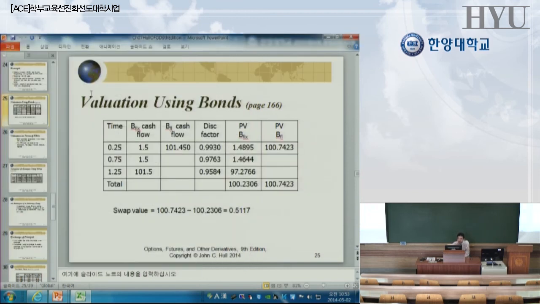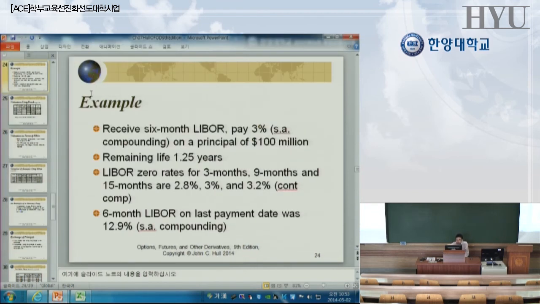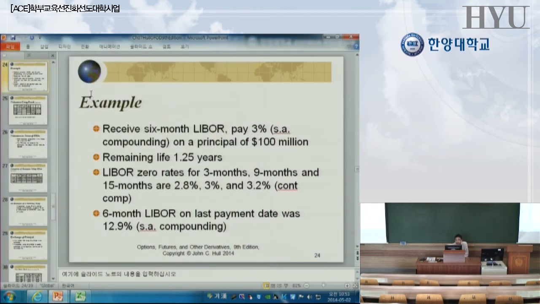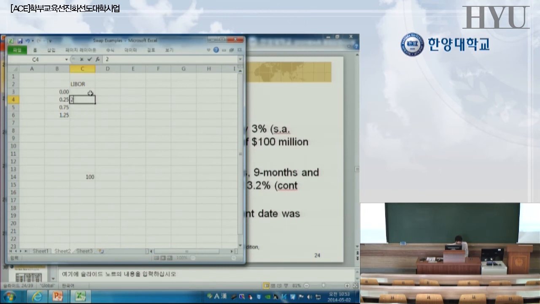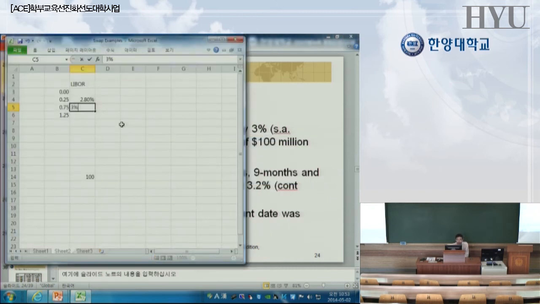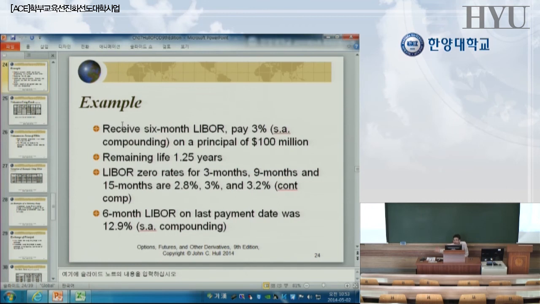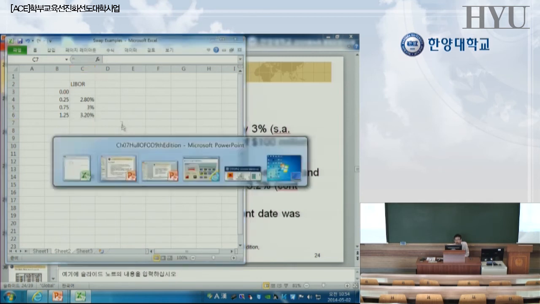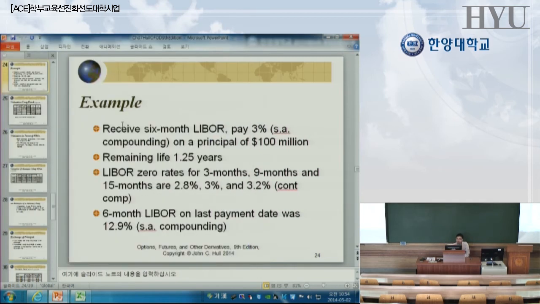Now, what is the interest rate? LIBOR rate for 3 months. So let's say LIBOR rate 3 months is in this case 2.8%. And then 9 months, which is 0.75, is 3%. And then 15 months later, the interest rate is 3.2%. So this is LIBOR rate for the next 3, 9, 15 months.